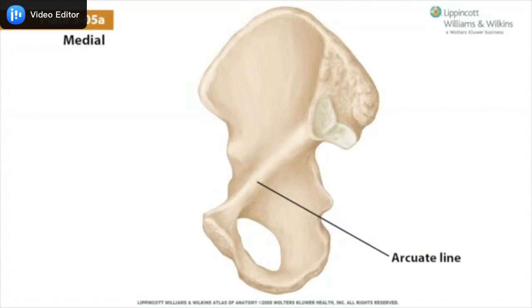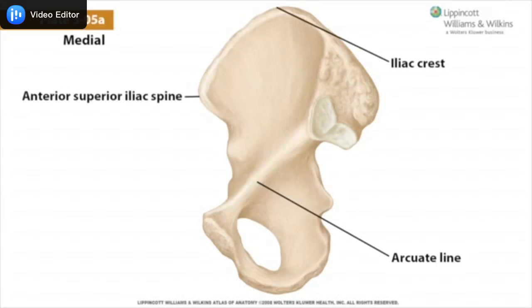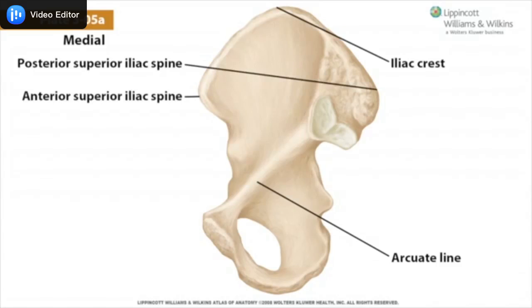The arcuate line on the medial side of the ilium, which contributes to the pelvic brim, is the boundary between the body and the ala. The curved superior edge of the ala is the iliac crest, which ends anteriorly at the anterior superior iliac spine and posteriorly at the posterior superior iliac spine.